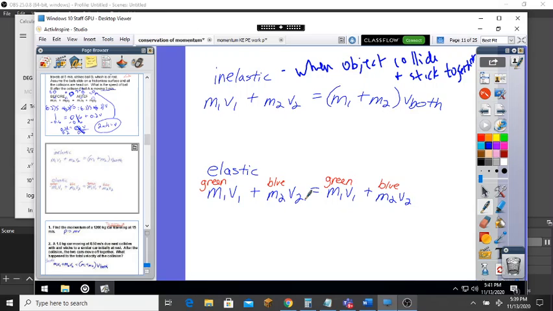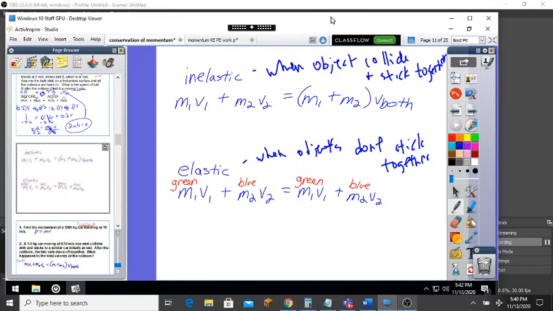The elastic is when objects don't stick together. This is when you have 2 billiard balls that collide with each other, and they're not going to stick with each other. They're going to bounce off each other. Okay, but there you go. Those are the 2 formulas for inelastic and elastic equations.